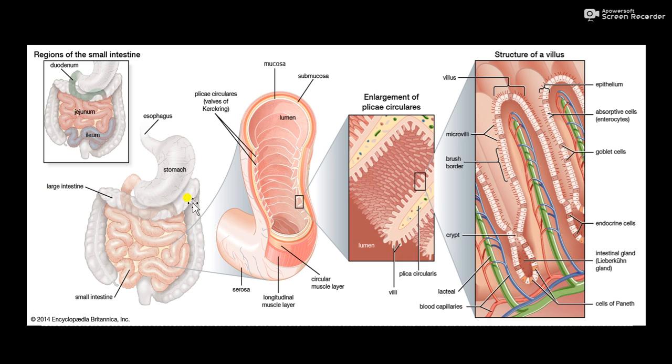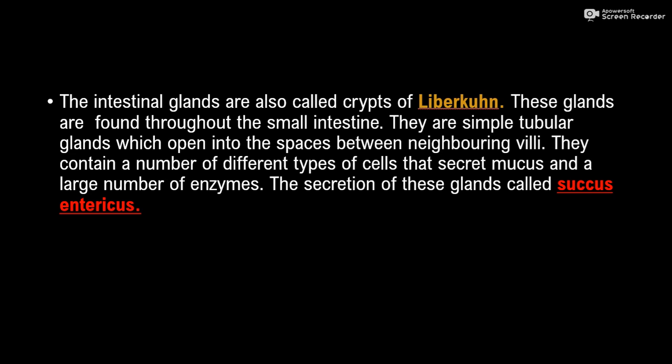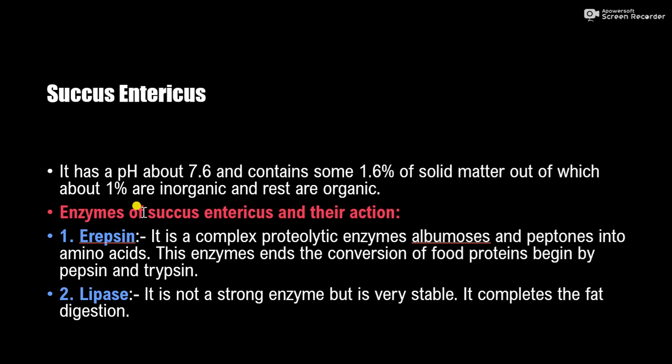And what is succus entericus? Succus entericus has a pH of about 7.6 and contains some 1.6% solid matter, out of which about 1% is inorganic and the rest is organic. Now you can see the enzymes of succus entericus and their functions. The first enzyme is erepsin. It is a complex proteolytic enzyme that converts albumoses and peptones into amino acids, continuing the conversion of food protein begun by pepsin and trypsin. This is the function of erepsin.